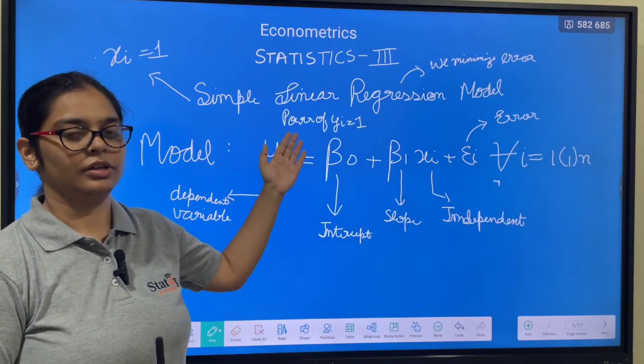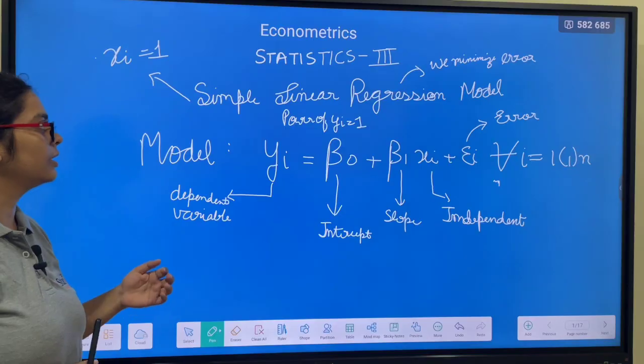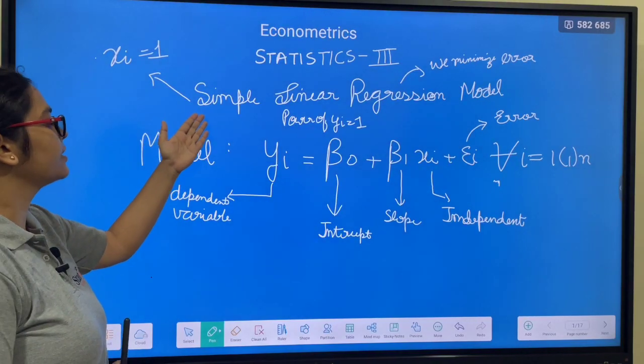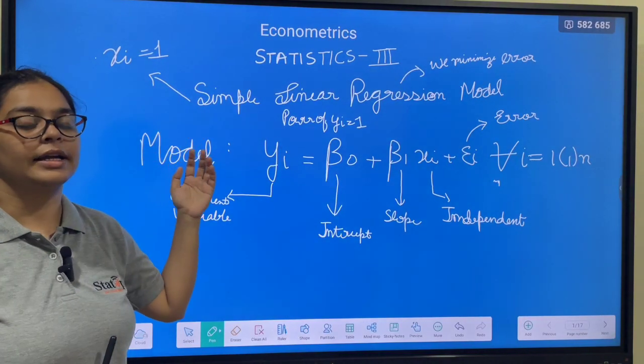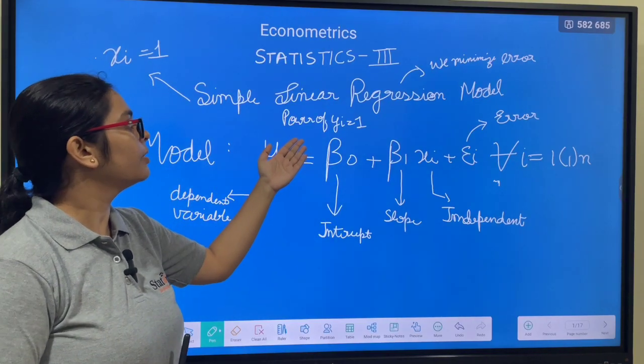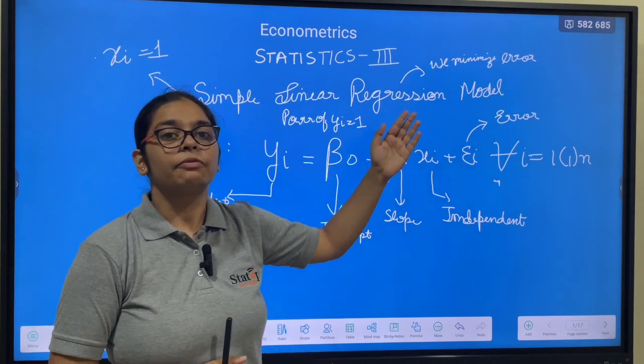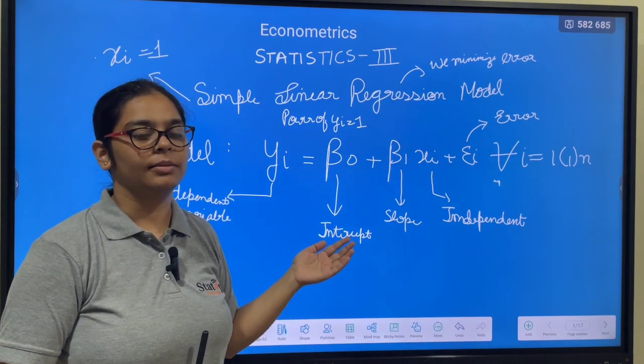linear regression model. So what is simple linear regression model? Simple linear regression model is nothing but, every word has its meaning. Simple means that the independent variable should be only one. Linear means that the power of yi is equal to 1. Regression means that there should be error and we have to minimize error.